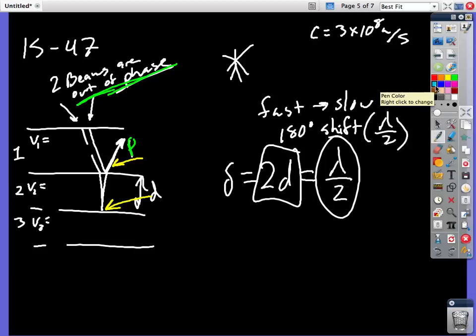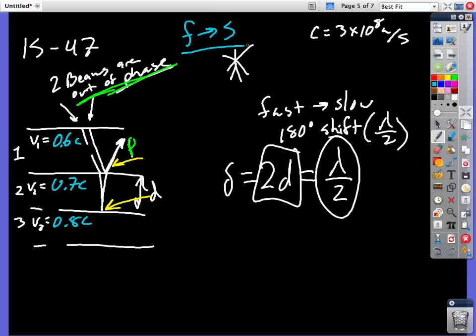Okay. And this is going to go with pale blue. And we'll say, oh look, it matches the color. This is 0.6c. This is 0.7c. And this is 0.8c. So again, I ask you, where's the kick? Kicks only occur when? Fast to slow. Is there any fast to slow here? No. Therefore, what are you going to get at point P? Yeah, destructive or darkness. Excellent. Good job.